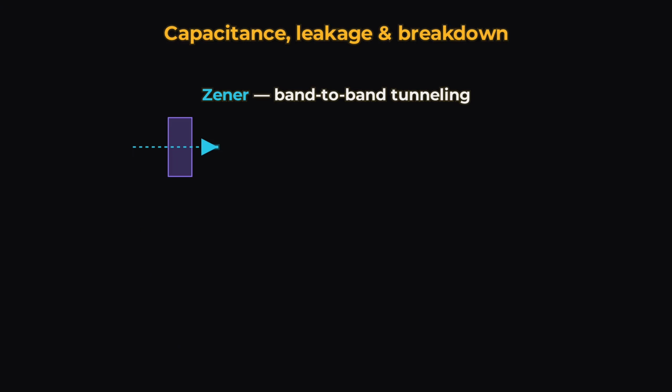The first mechanism is Zener breakdown. It comes from band-to-band tunneling across a thin depletion region. It dominates at low breakdown voltages, below about 5 to 6 volts, in heavily doped junctions. Its temperature coefficient is negative.